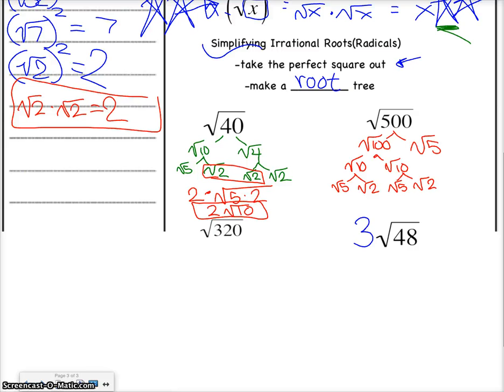So these two 2s turn into a 2. The 5s turn into a 5. It's multiplying, because that's what all this is, times 5. And then what am I left with? Root 5. So you put the square root of 5 there, because it can't pair up with anything. 2 times 5 is 10, root 5. And that is the simplified version.